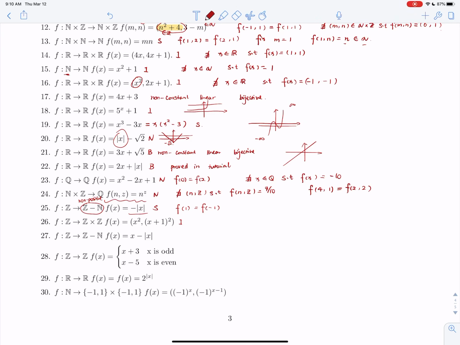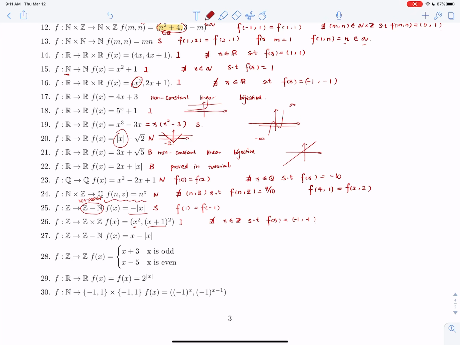And it's not surjective. The reason is that, again, those two are always different. So there does not exist x in the natural numbers such that f of x equals (1, 1). Or, since they can never be negative numbers, let's use (-1, -1). But it's the same thing. Okay, so it's not surjective.